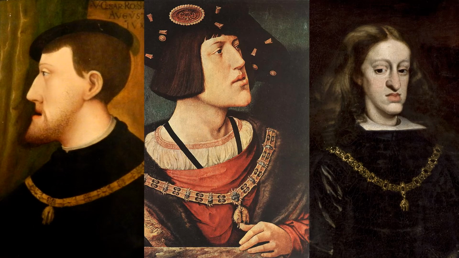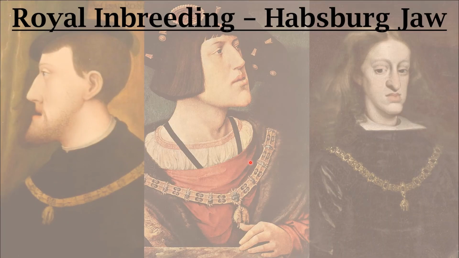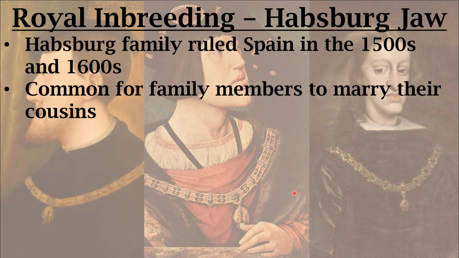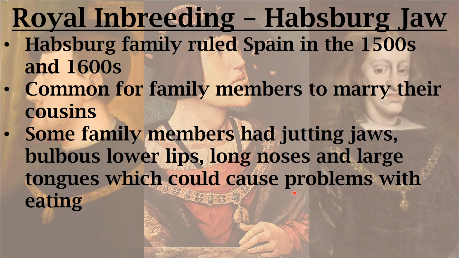Okay, let's have a look at some examples of inbreeding. Not necessarily for food species, but royal families in the past, inbreeding has occurred. People marry their cousins and so on, and this is one of the famous examples of that in Europe. So this is the Habsburg jaw, and this family ruled Spain in the 1500s and 1600s. As I said, it was common for family members to marry their cousins, and they reckoned that these are homozygous recessive issues here.